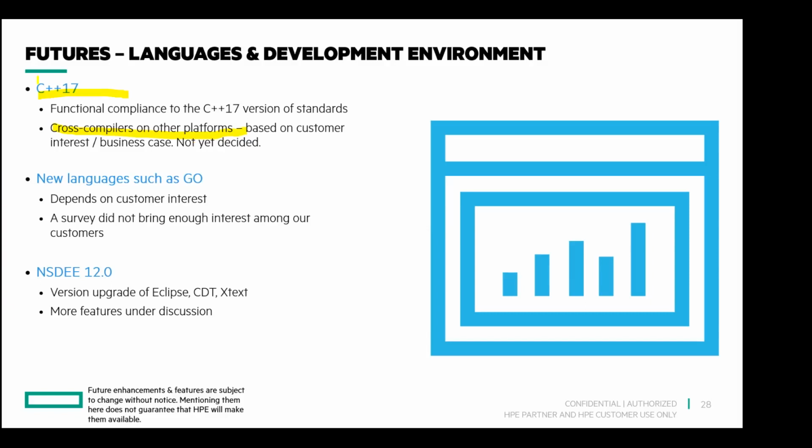And next is again the same case: new languages such as Go. It depends on customer interest. And we did a survey again. I did a survey myself, I think one or two years back, and the feedback was, no, we are not thinking of Go or any other language. We are good with C++. Mostly we'll go to Python. Java is good for us. That type of feedback is what I get, but I didn't get feedback that Go is really required.